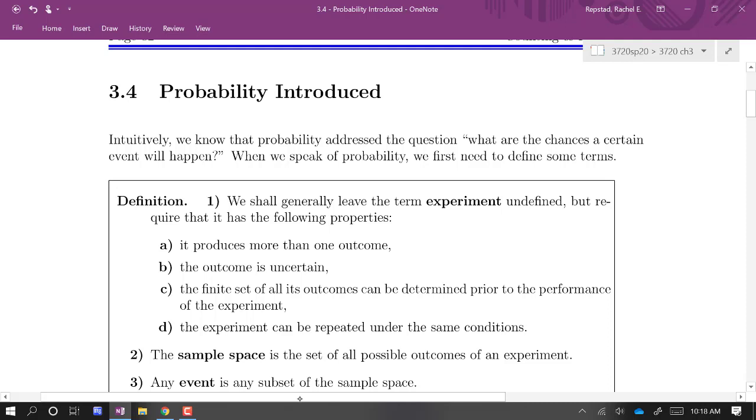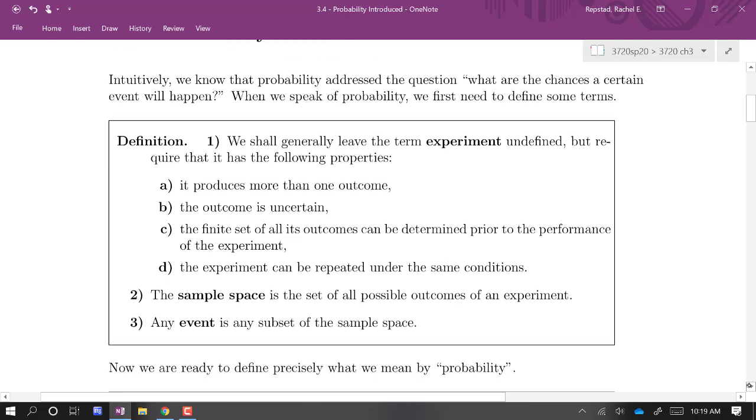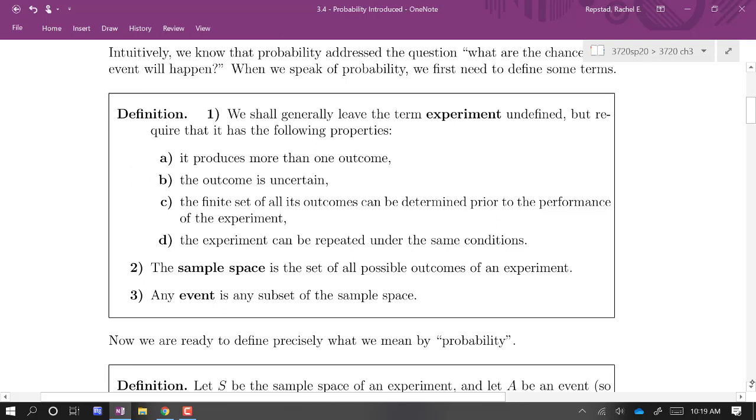So think of the experiment where I roll a die. I know that I'm either going to get a 1, 2, 3, 4, 5, or 6, right? So I can determine what the possible outcomes are first. And then we can repeat that experiment under the same conditions. The sample space is the set of all possible outcomes, and an event is just any subset of that sample space.